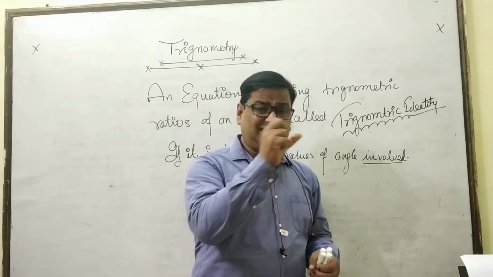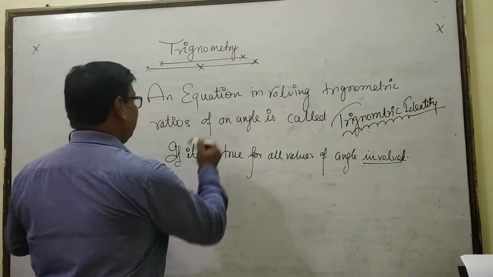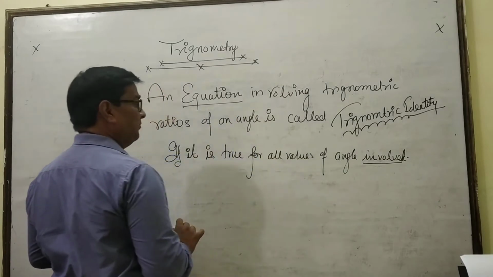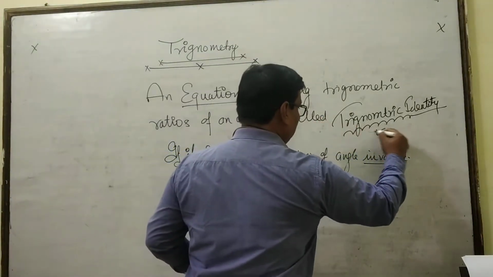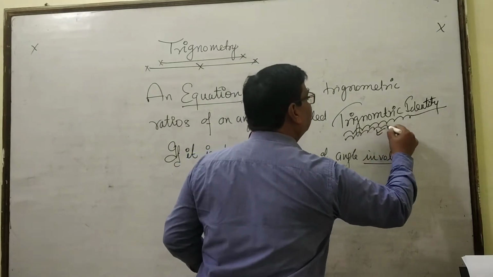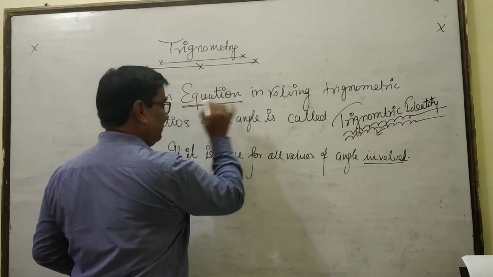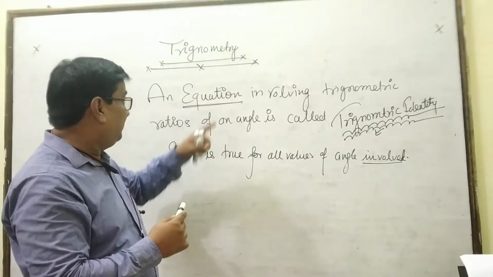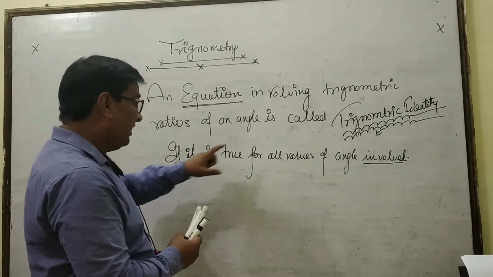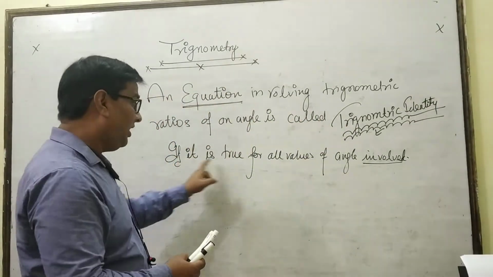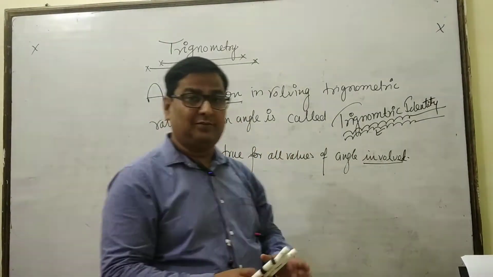What is the basic difference between equation and identity? Here is an equation also. It is also an equation. But what is the difference between equation and identity? Why we write here like this? And equation is like this. Identity is true for all the values, and equation is not true for all the values.